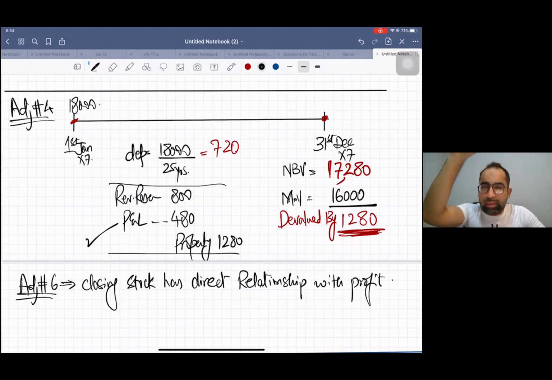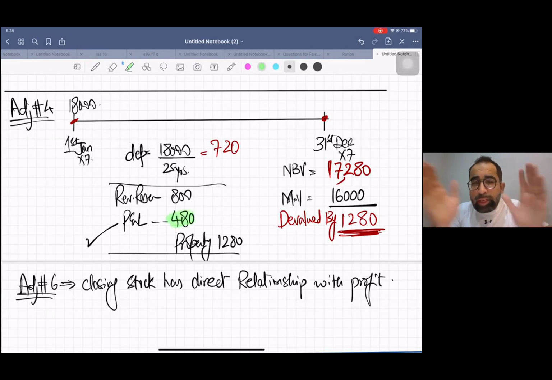Now the question is, sir, how to post all of this? First of all, this 480 is an expense of the current year. This will reduce your profit. So it will go in the profit reconciliation, 480, number one.